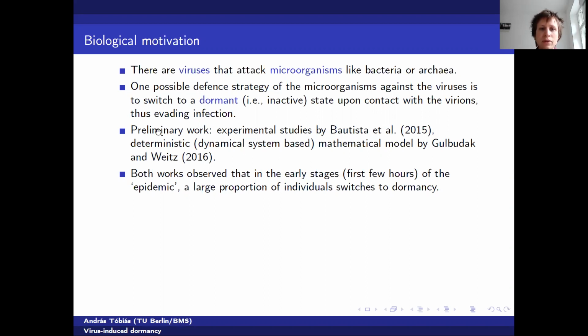There has been some preliminary work in this direction, some experimental studies by Bautista and his co-authors in 2015, and some deterministic dynamical system-based mathematical model by Gurbudak and Weitz in 2016. And both of these works observed that in the early stages, let's say the first few hours of the virus infection, a large proportion of individuals switches to dormancy thanks to the contact with the viruses.